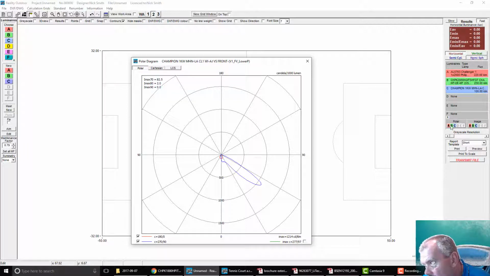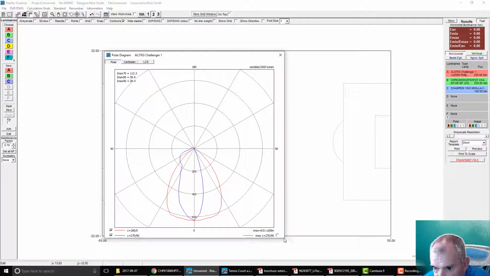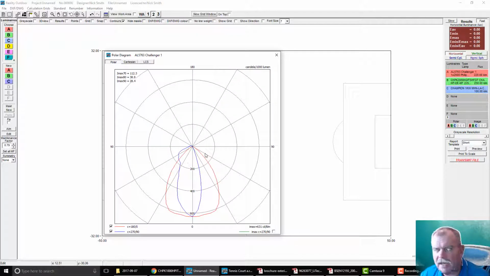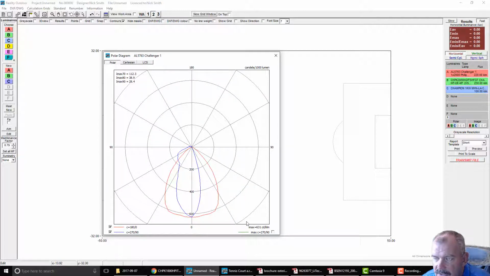Now, coming back to the original photometry I was looking at, which is one of the Abacus fittings. Abacus photometer their floodlights, and they produce the data with the output at the peak distribution of the fitting. So if the output of the fitting was say 55 degrees, you would need to tip the fitting up to 55 degrees to effectively get that distribution horizontal, as if the fitting was mounted horizontally.